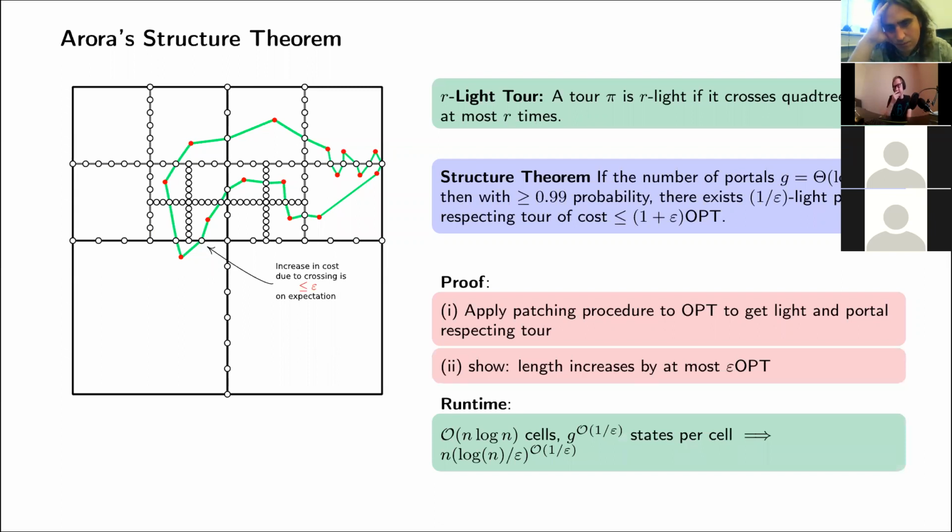Okay, and so now let's look at the running time of this dynamic programming. He has n log n cells, and the number of states is now the number of portals to the power of 1 over epsilon, because from these g portals we are selecting 1 over epsilon portals. And this way Arora achieves n log n divided by epsilon to the power 1 over epsilon running time. Because what I have shown you here is a better structure theorem than on the previous slide. That's why the running time is better.